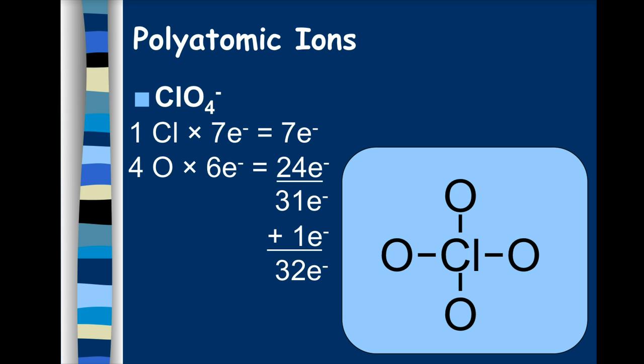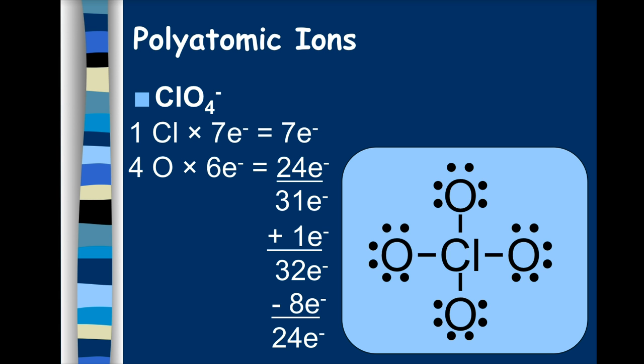Okay, when I do that, I use up 8 electrons, and now I have 24 left. So if I put 6 around each oxygen, that makes each oxygen's octet satisfied and chlorine is satisfied. But to show that I had an extra electron, to show that this is charged, I put brackets around it and I put a negative sign on the outside.